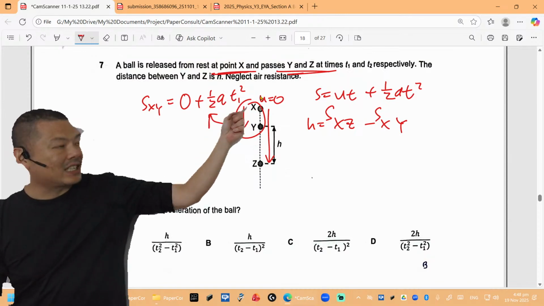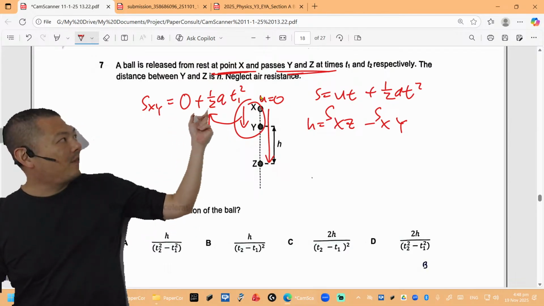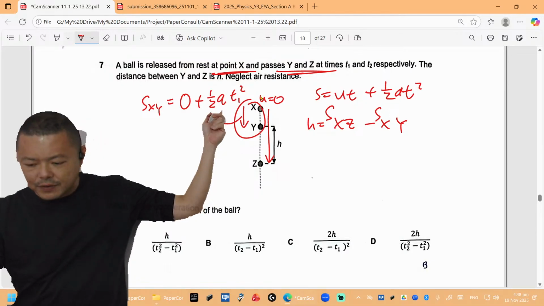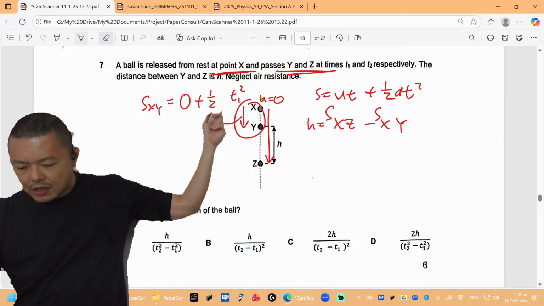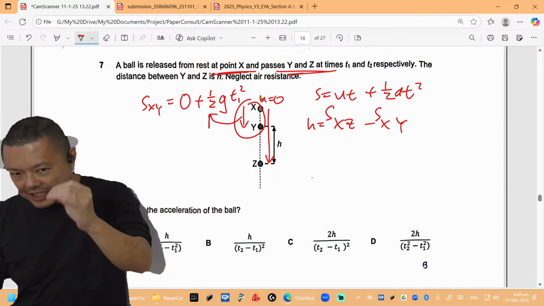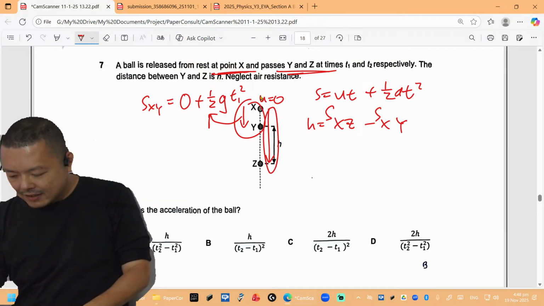So if you start at x, u is always 0. That's why ut is 0, and half at squared. But a is actually g, isn't it? Gravitational field strength, gravitational acceleration. So I'm just going to write g here. So s of xy is half g t1 squared. How about s of xz?